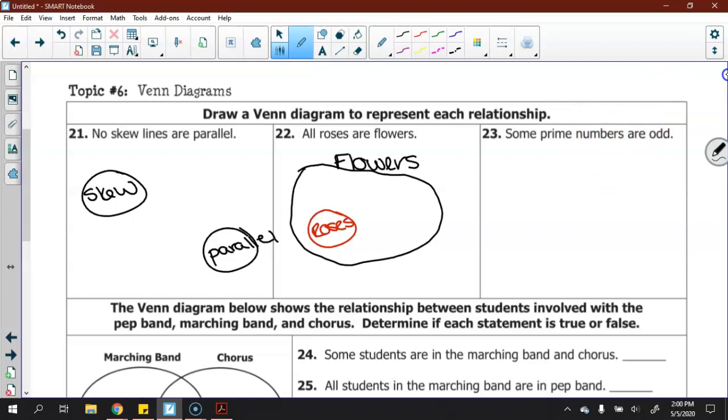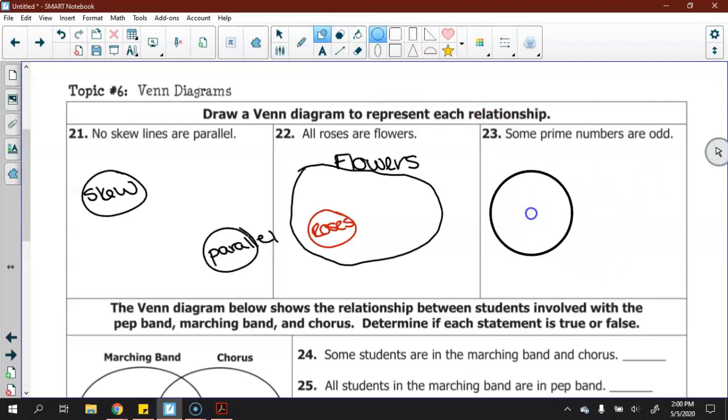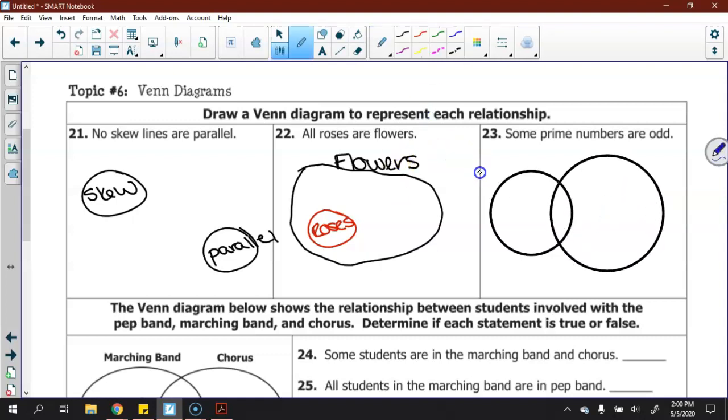Last part is some prime numbers are odd. So anytime you have a sum problem, oh wait, I can do this and be super lazy. That's cheating. Not cheating, I'm using my resources. All right, so here's prime. Here's your odd numbers. When I say some of them, it means this little chunk right here is going to be the area of overlap.